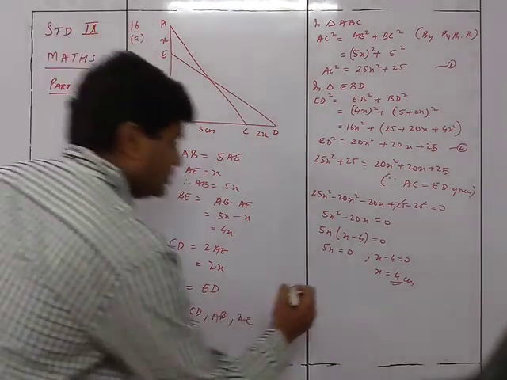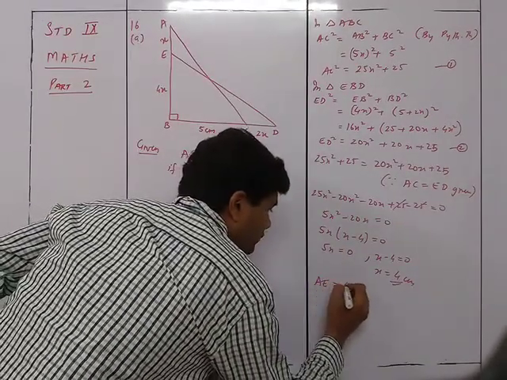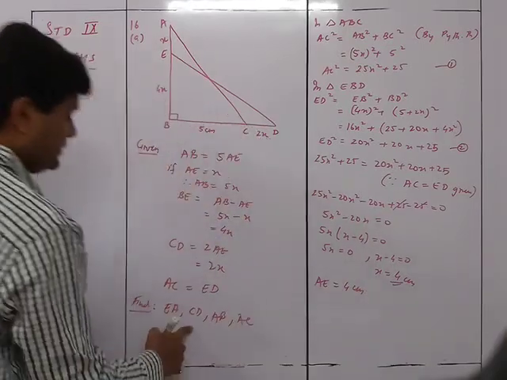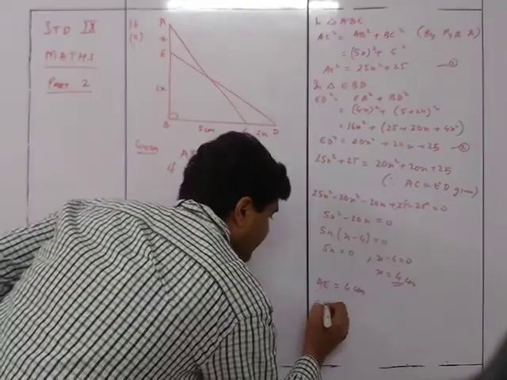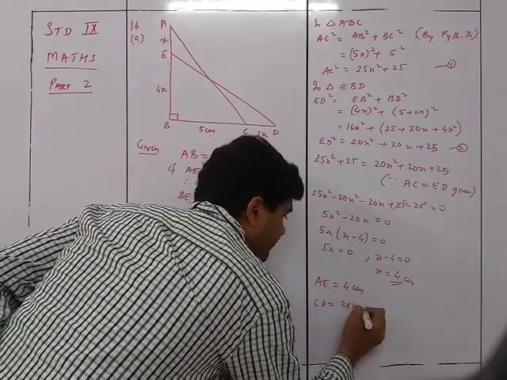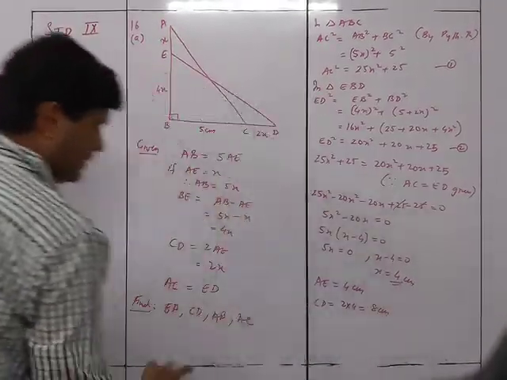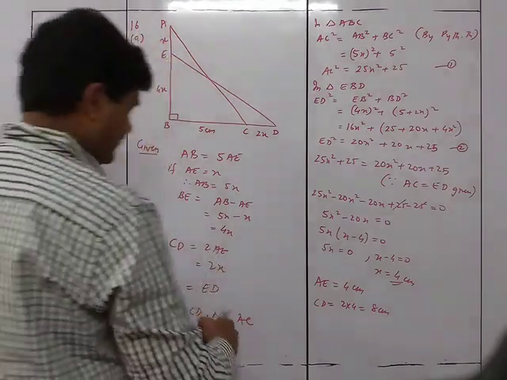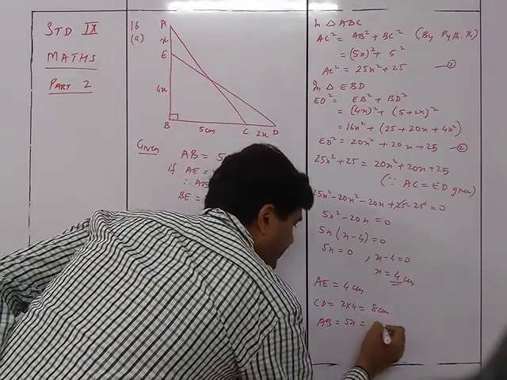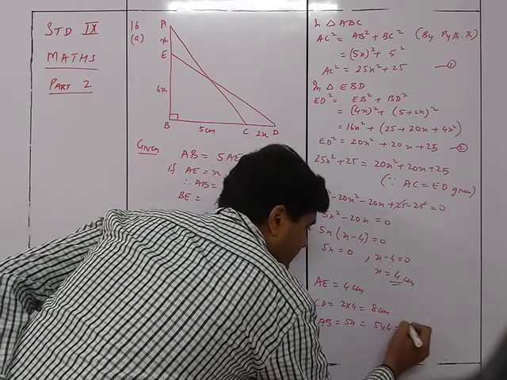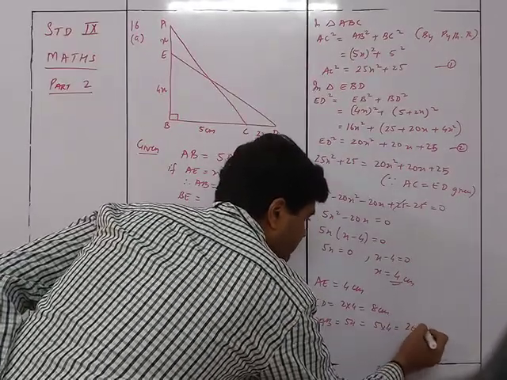So now let's take the values. AE was x, so AE is equal to 4 centimeters. CD, what is CD? CD was 2x. CD is equal to 2 into 4, which is 8 centimeters. AB, what was AB? 5x. So AB is equal to 5 into 4, which is 20 centimeters.